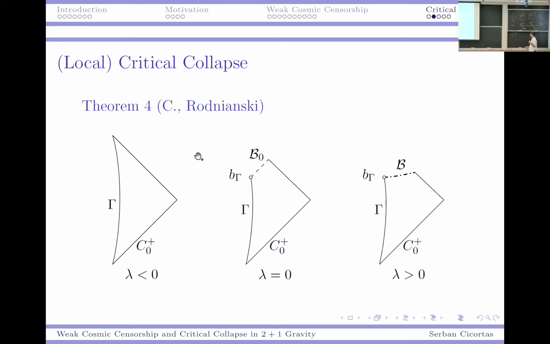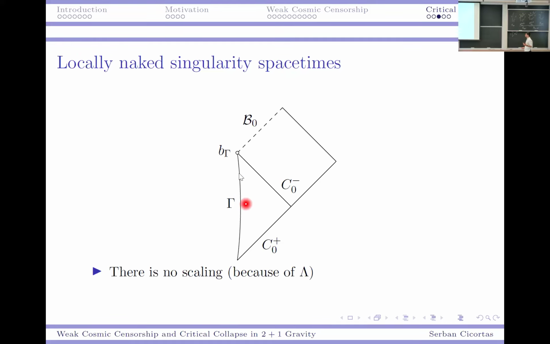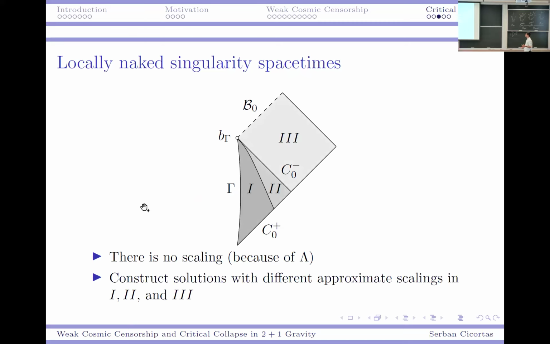Okay, so first I'll talk about how to construct these examples. And again, as we heard earlier today, a very good idea when you want to construct some kind of singularity is to do something self-similar. The issue, though, is that because of the cosmological constant, there's no exact scaling in this problem, so I cannot just have a self-similar ansatz. As a result, we'll actually end up constructing solutions which have different approximate scalings in three regions. The first region is close to the center gamma. The second region is close to the backward cone C0 minus, and the third region is exterior to C0 minus. The solution will truly live on different scales in all of these regions.